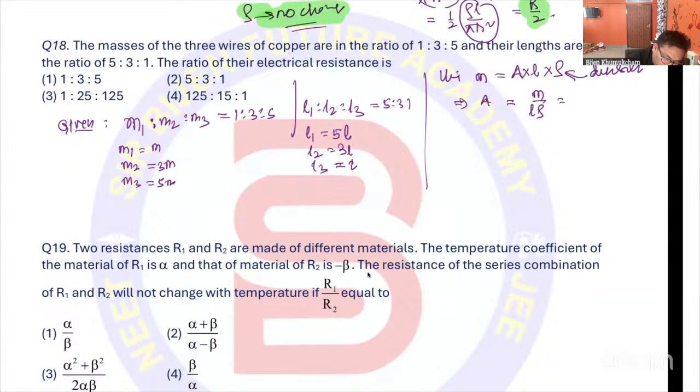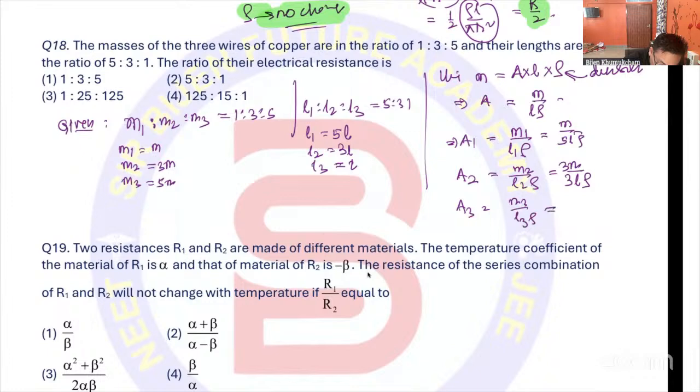So A1 will be equal to M1 divided by L1 rho. Rho is going to be constant. M1 is M and L1 is 5L, so this is your A1. And A2 is M2 divided by L2 rho, where M2 is 3M and L2 is 3L. And A3 is M3 divided by L3 rho, where M3 is 5M and L3 is L. We get all the necessary values, then we can find the ratios.